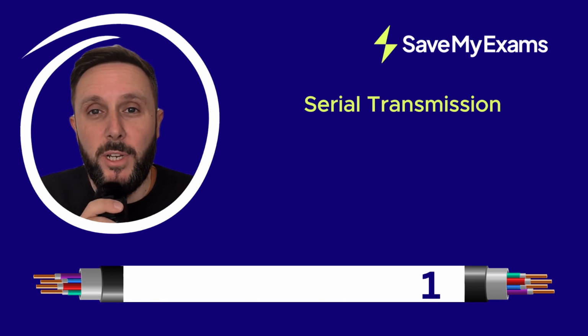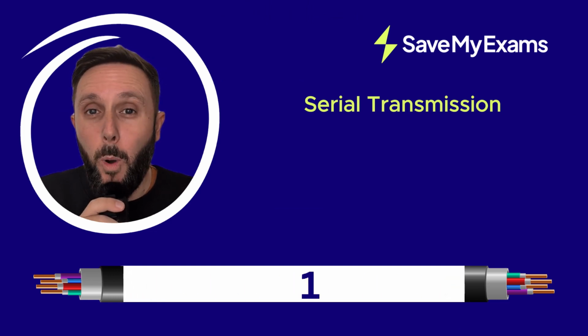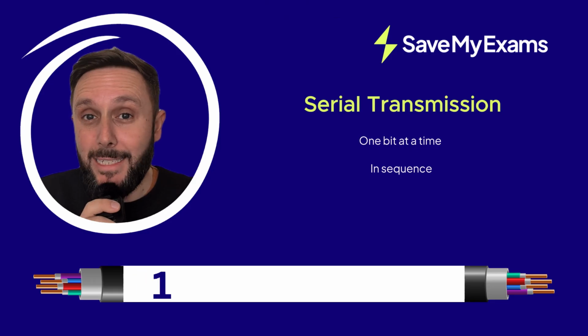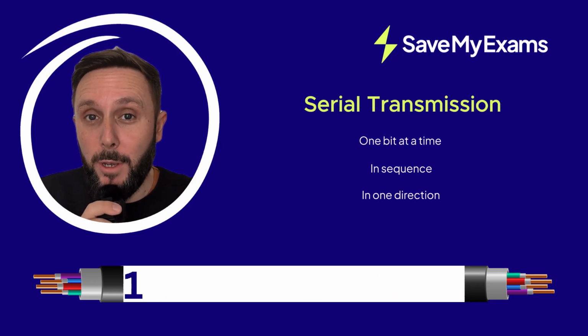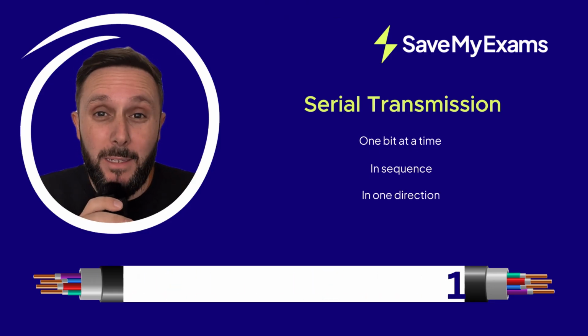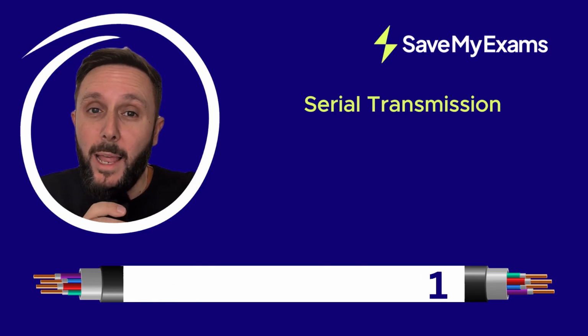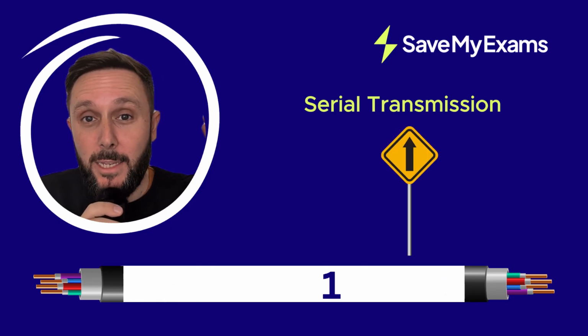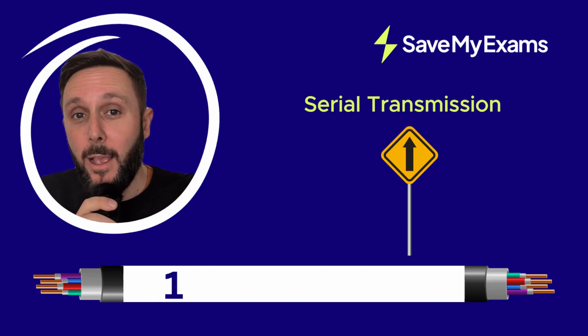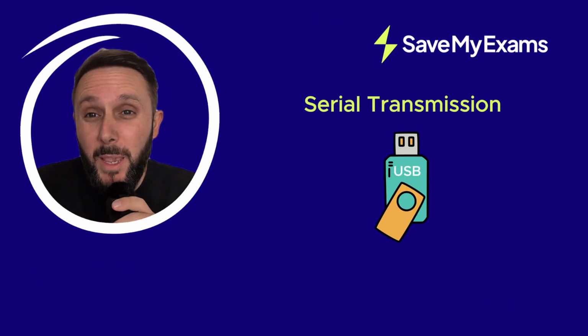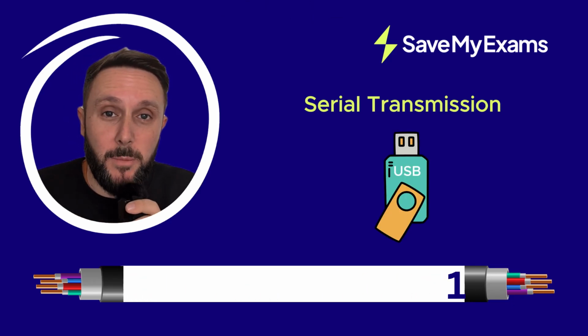Okay, let's start with serial transmission. Serial means one bit at a time, in sequence, in one direction, which basically means think of a one-lane road. The data is always going in order, one at a time. USB is a really good example of serial transmission.